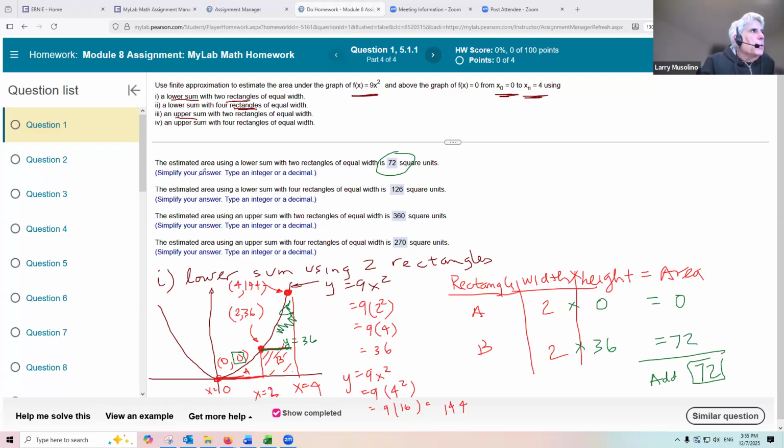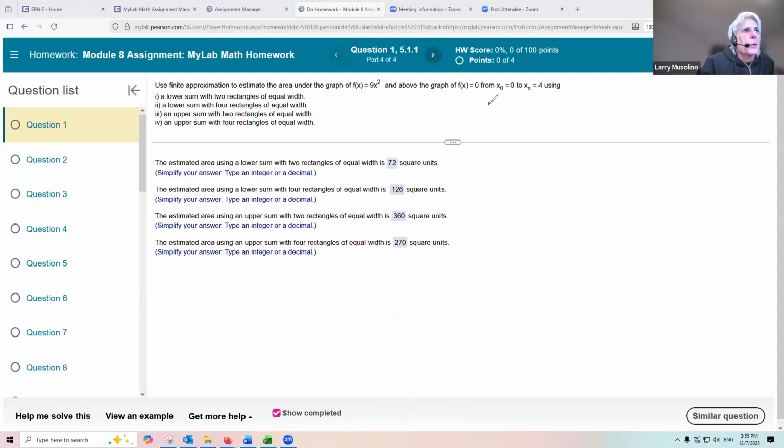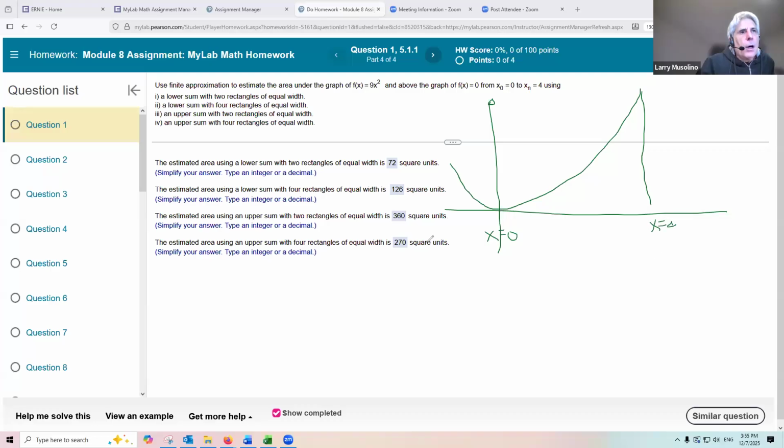All right, let's do an upper sum with 4 rectangles. Let me redraw a new diagram here because we're going to need 4 rectangles. Maybe I'll do it over here. So we are drawing this graph, and we're going from x equals 0 to x equals 4. Now we're going to draw 4 rectangles. So here are 4 rectangles. So this is going to be x equal 1, x equal 2, x equal 3. But this one says upper sum. Upper sum means I'm going to use the right endpoint to determine the area for each one of these rectangles.